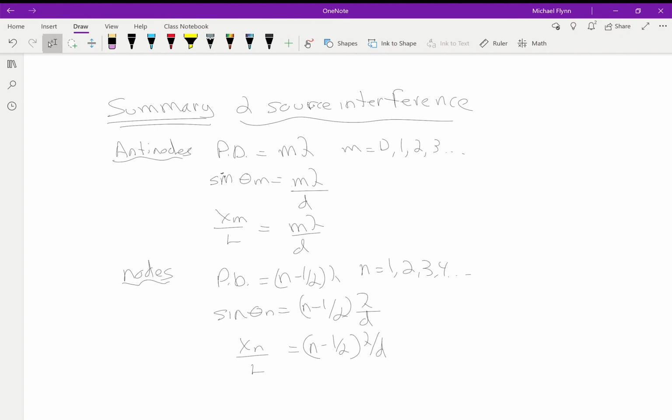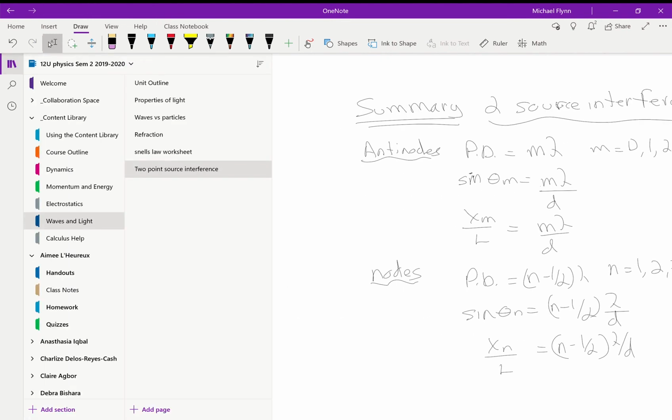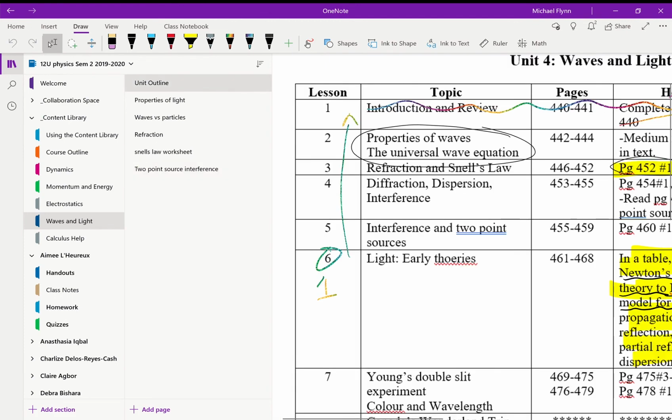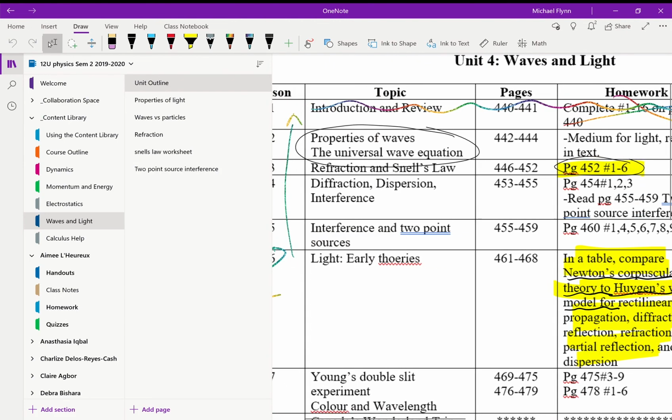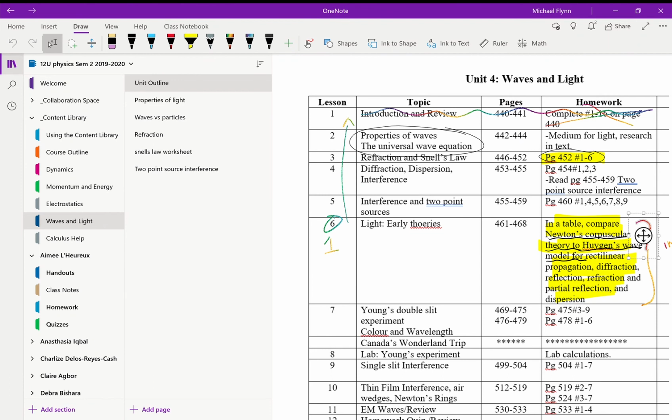Now for homework, I just want to show you where we are in the homework. So 2-point source interference. What we're at is here. 2-point source interference. Give it a try. And then everything else will go very quickly. We're going to go very quickly through the rest of it.